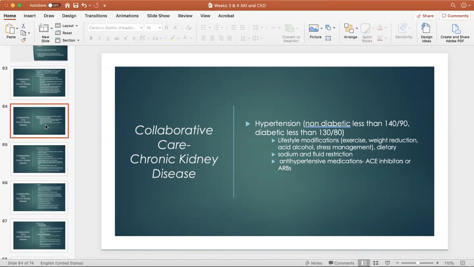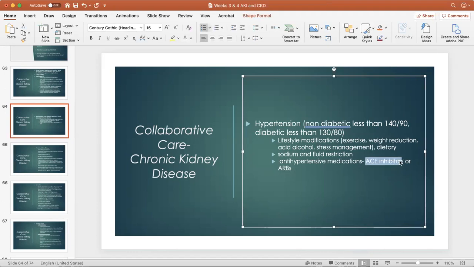So especially if you're already diabetic, or let's say you have a history of stroke or a history of MI or what have you, that's basically all this is saying. And then these lifestyle modifications are just that much more important for you. So we're going to do things like exercise, weight reduction, no alcohol, stress management, a low sodium, low fluid diet, and you're going to do antihypertensives. I'm not sure why they have ACE inhibitors here, because ACE inhibitors do have an effect on potassium, but you might want to double check and look that up.